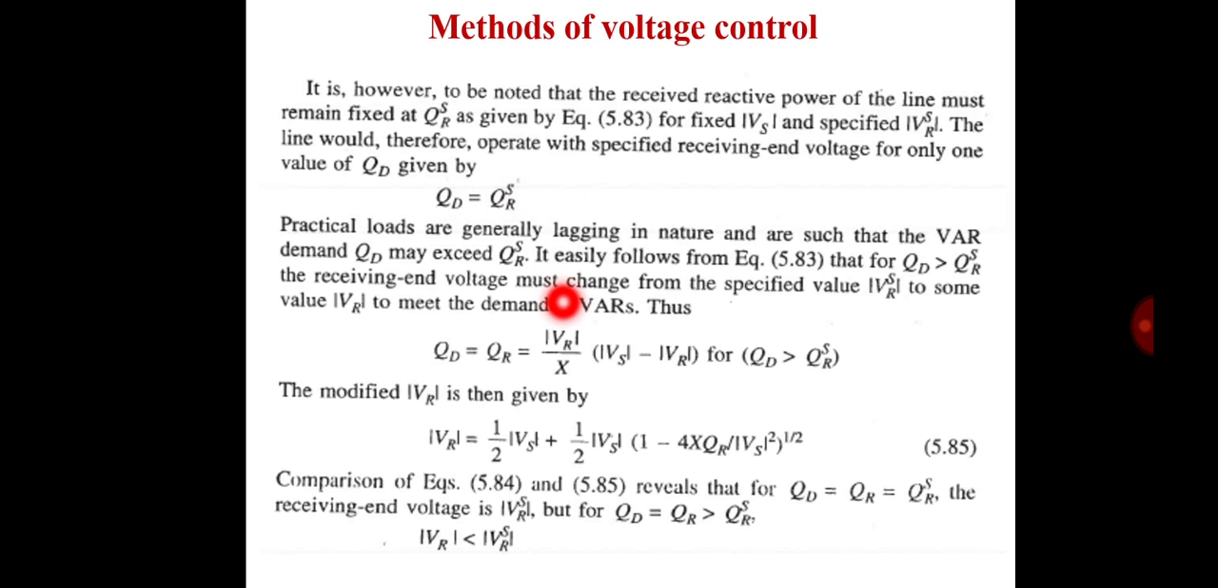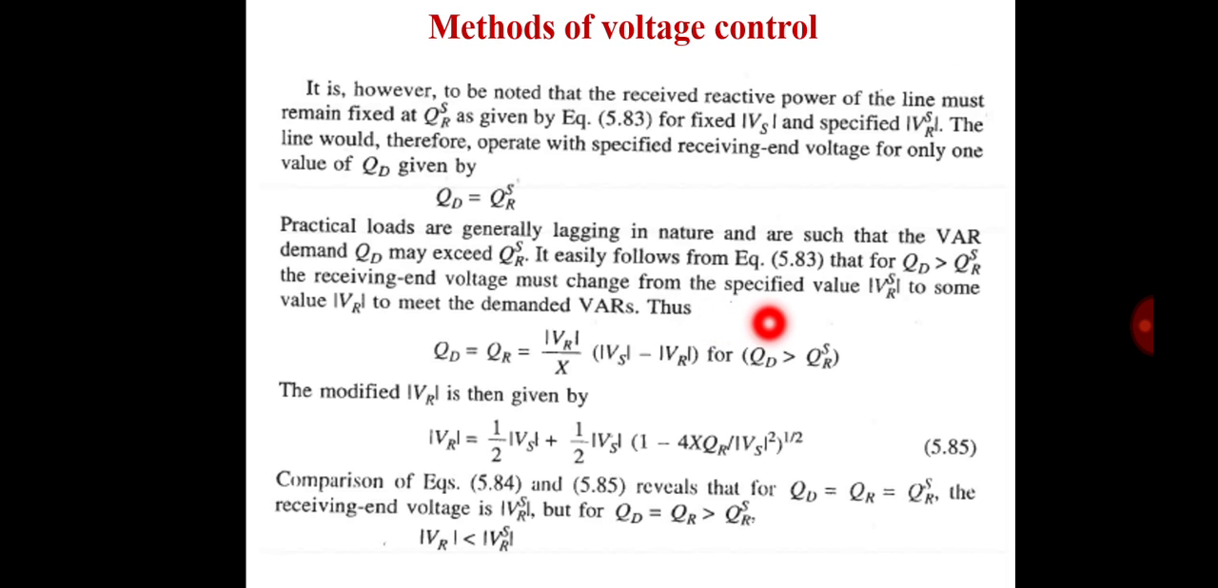Practical loads are generally lagging in nature and are such that the VAR demand QD, the reactive demand, may exceed the specified receiving end reactive power. It easily follows from equation 5.83 that for QD greater than the specified reactive power at the receiving end, the receiving end voltage must change from the specified value to some value VR to meet the demand VARs.